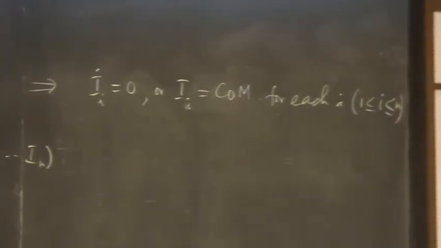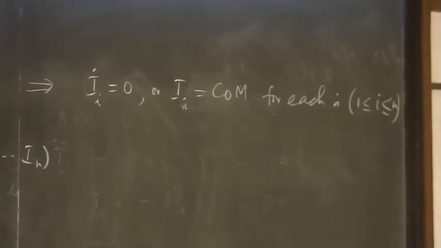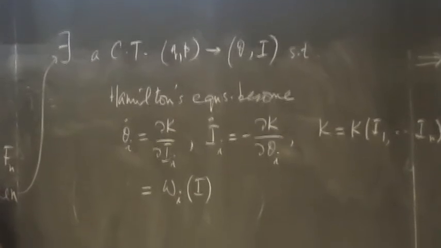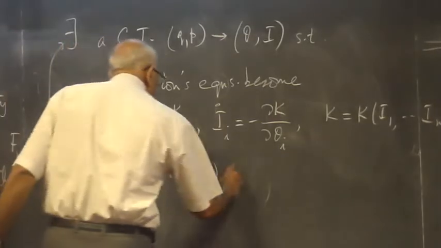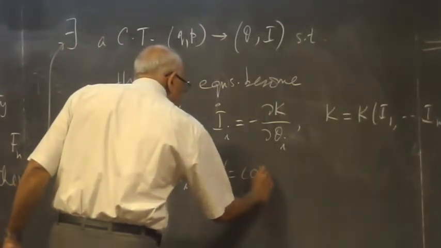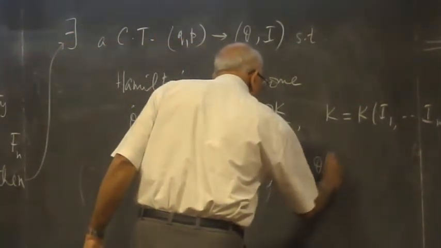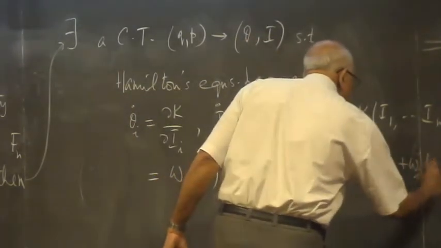This will imply that this quantity here is equal to some function. Let me call it omega sub I, because it looks like the derivative of an angle. So let's just call it an angular velocity. Omega sub I, some function of all the I's, because this K is a function of all the I's. You differentiate with respect to one of them. It's a function of all the I's. But it's now a constant of the motion, because these fellows are all constants of the motion. Equal to COM. Which implies in turn that theta I of t equals theta I of 0 plus omega I t.